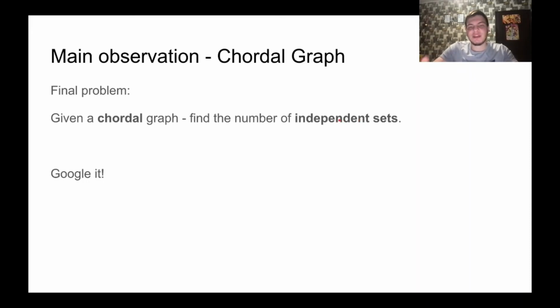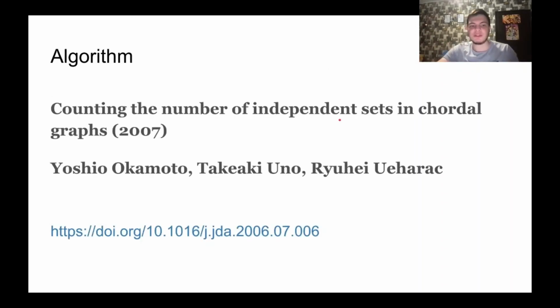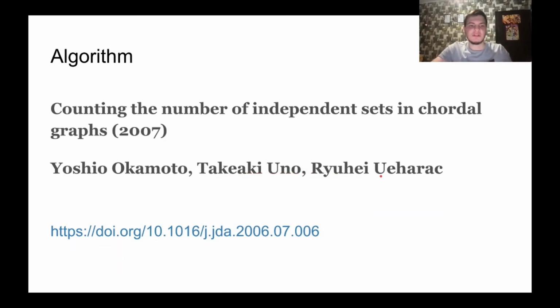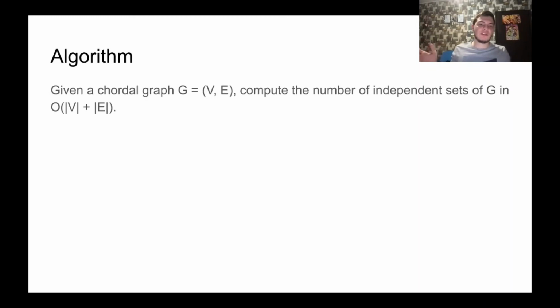To be completely fair, if you figure out that the graph is chordal, you can just look at the Wikipedia page and go through the papers linked at the bottom of the page. There's an algorithm from 2007 for counting the number of independent sets in chordal graphs, by Okamoto et al. You can find it here. I'm going to put the link, which explains a linear solution for a given chordal graph. In other words, it's linear in the number of vertices and the number of edges.